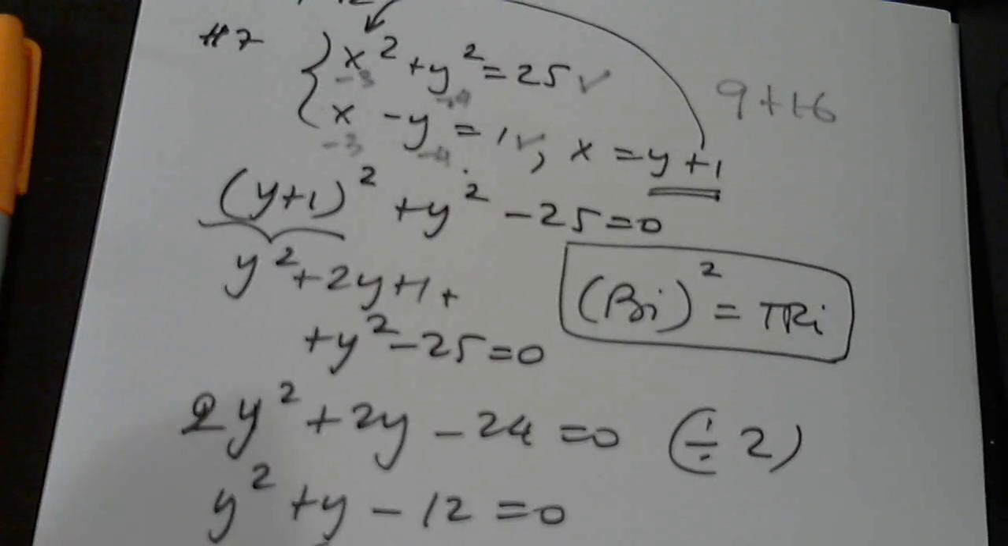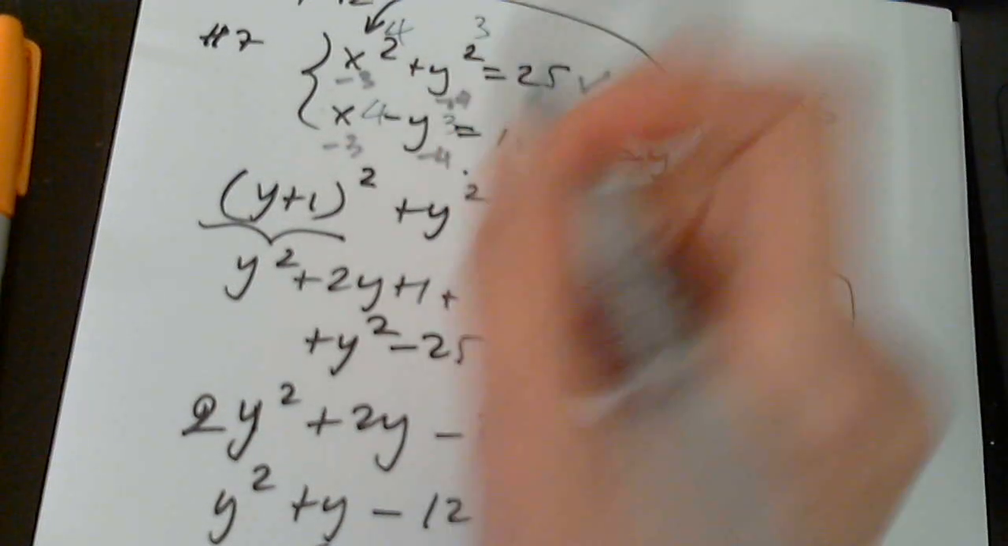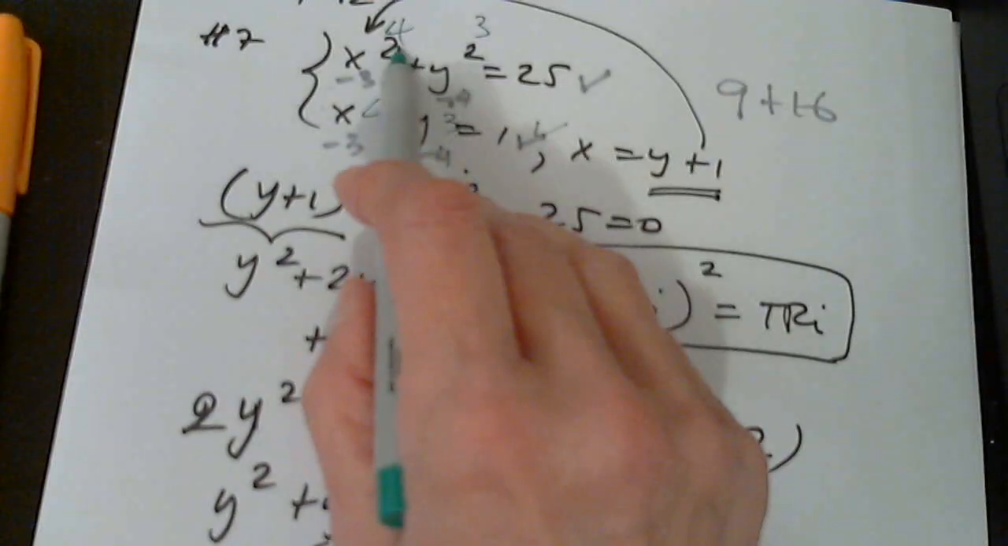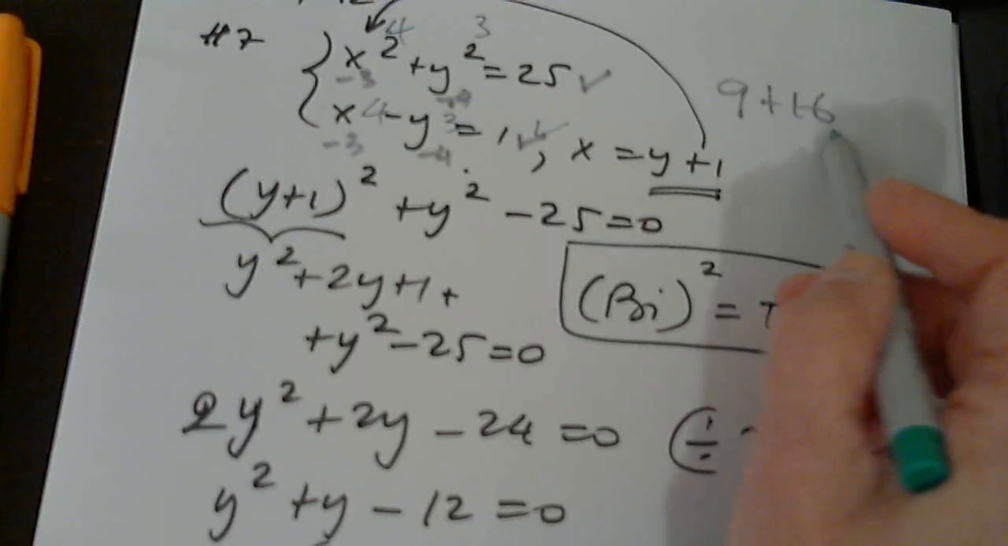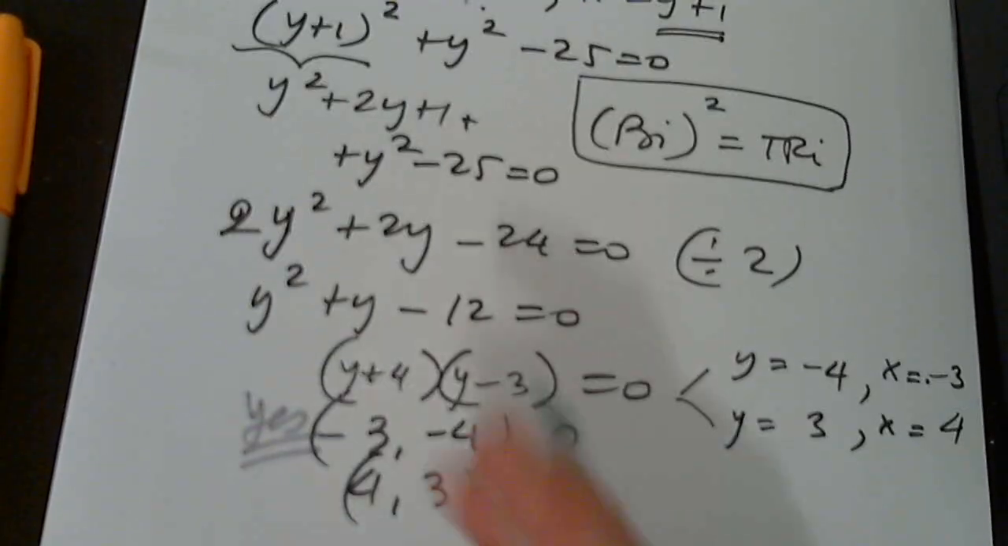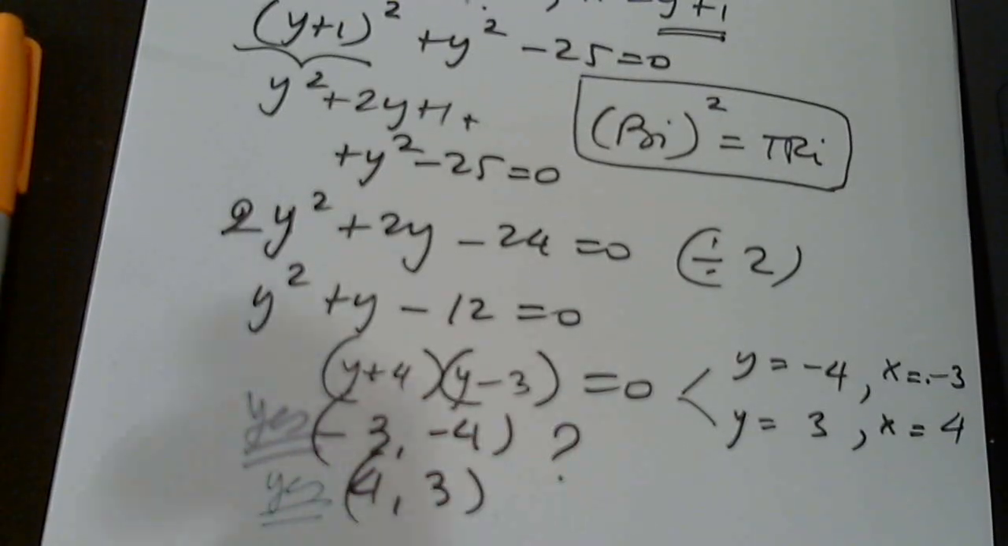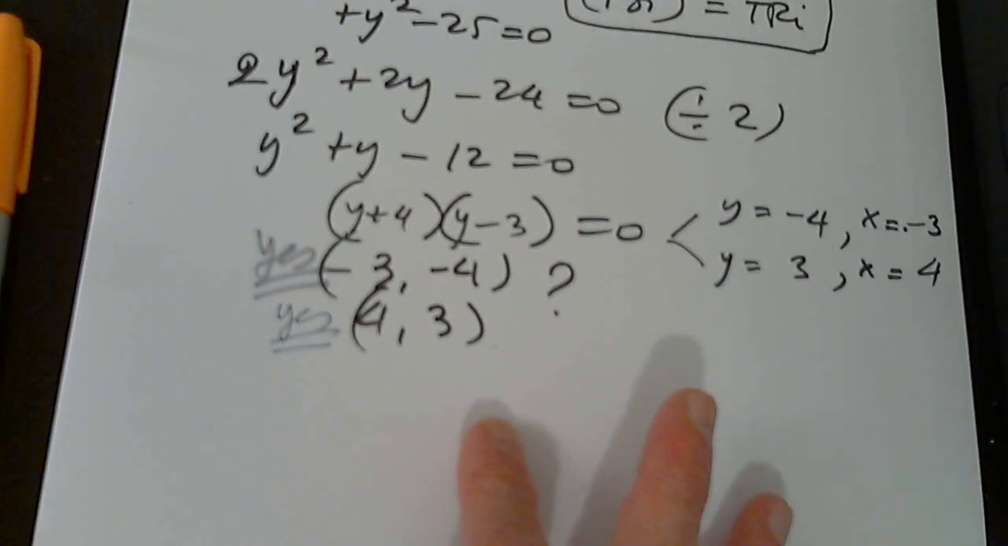Now I'm checking for 3. 4, 3. 4 minus 3 is 1, correct. 4 squared is 16 plus 9. 16 plus 9 is 25. I will say yes to the second one as well. Any questions? Any questions on problem 7 before we move on to 12?